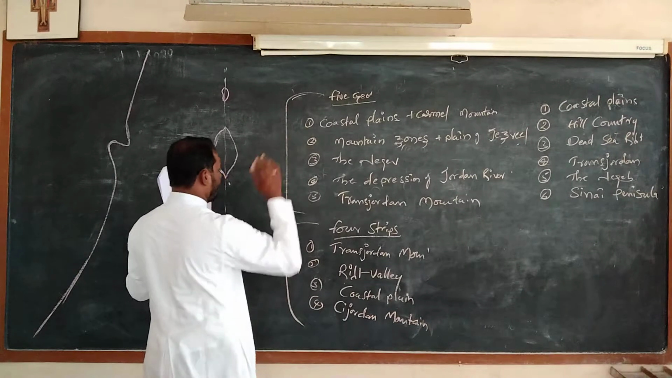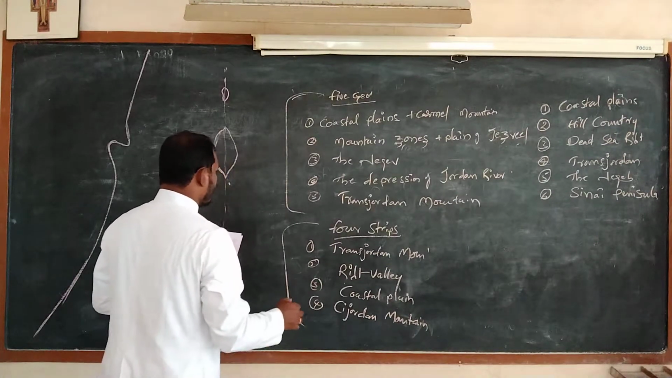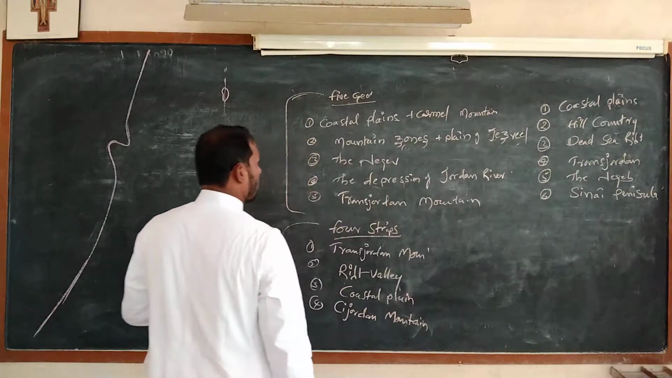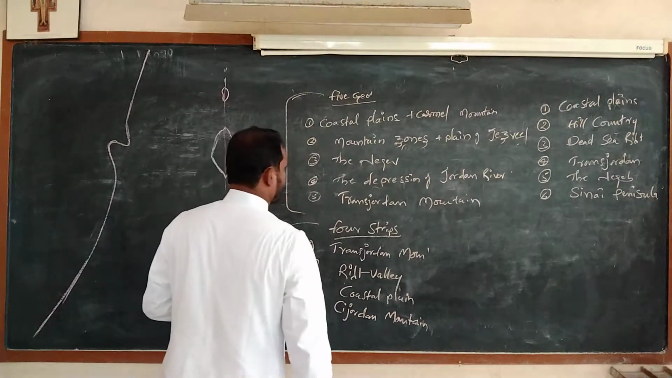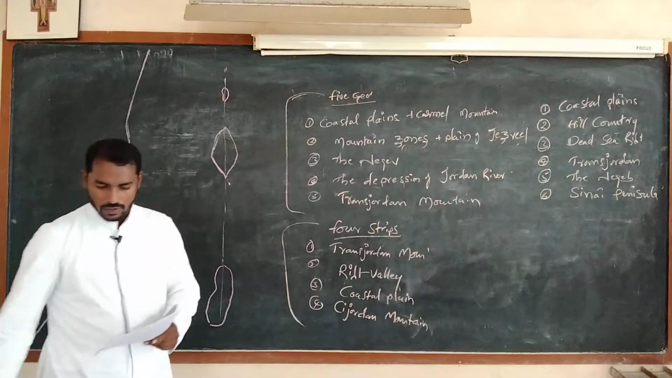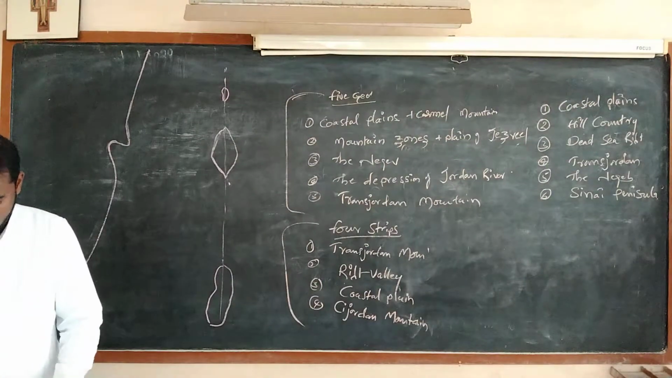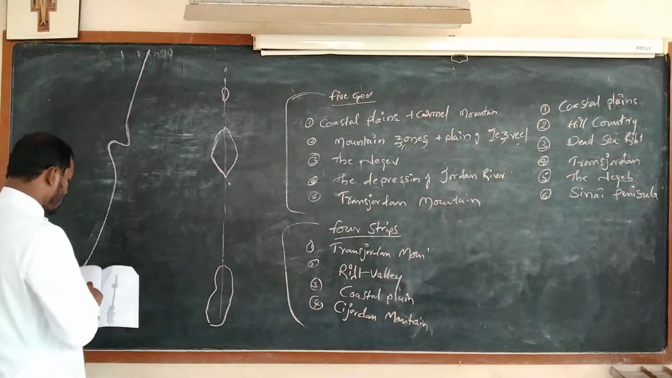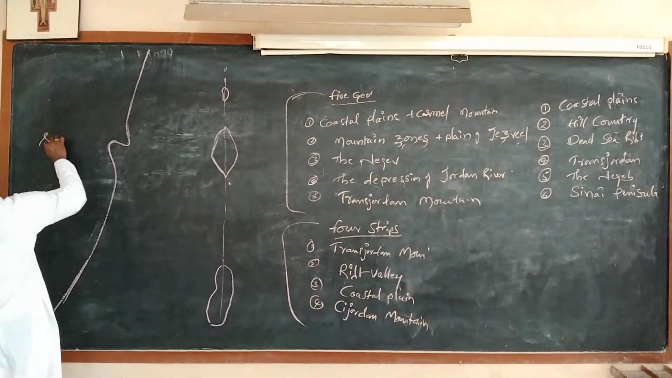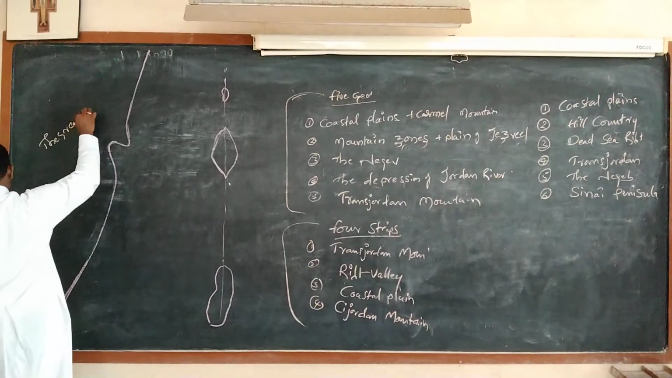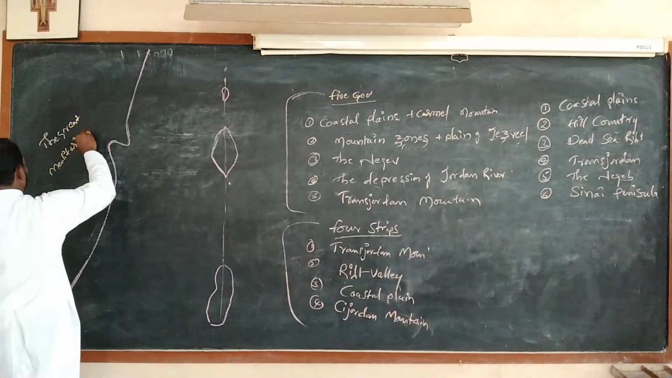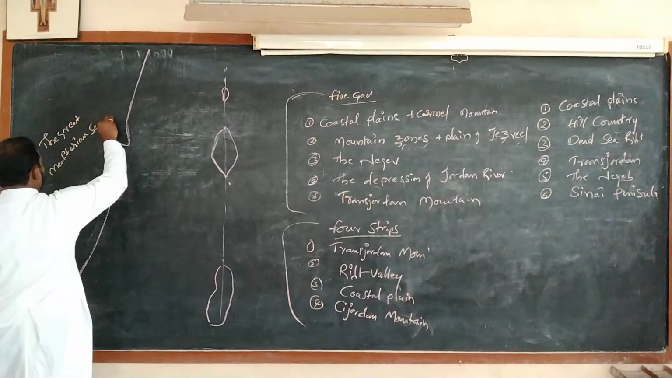Some are based on the geography of Palestine, some based on the 4 strips, some based on geomorphological regions. Now we see. So we said coastal plains. This is the Great Sea, or Mediterranean Sea.